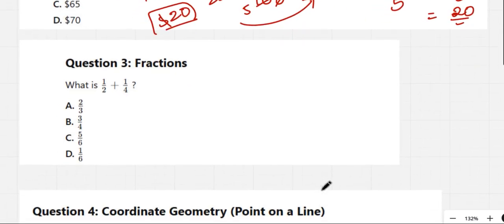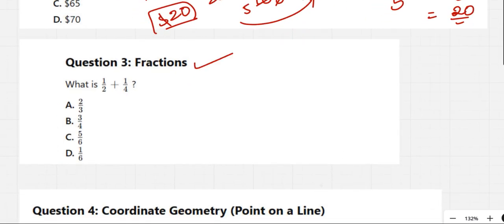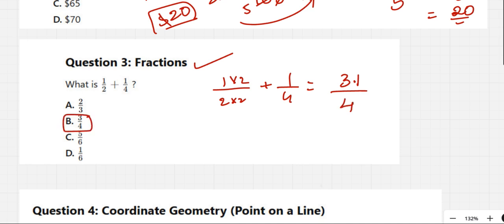Alright, the third one, easy, the fraction one. Just make sure to find the common denominator by multiplying 2 and 2, and you get the solution, which is 3 by 4. 3 by 4 is the answer.